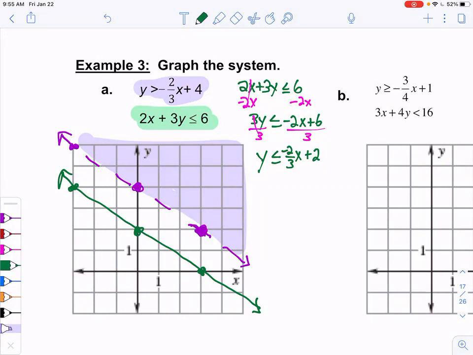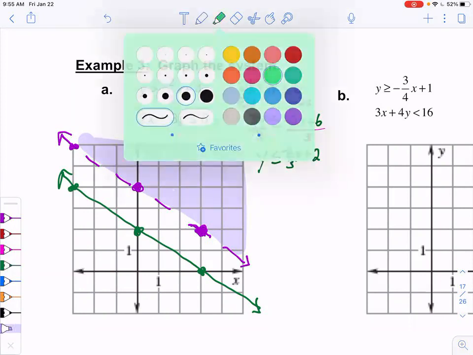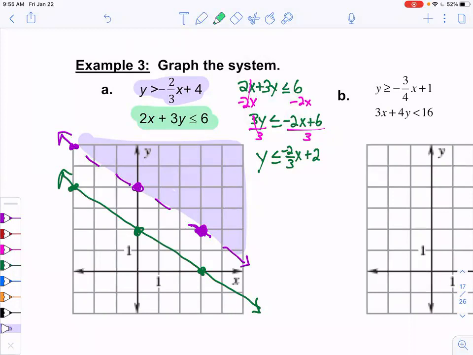Let's go. So now, this one, we're going to shade above or below this line. If it's less than, yeah, it's below. So we're going to shade on this side. And then again, this is a very special case.